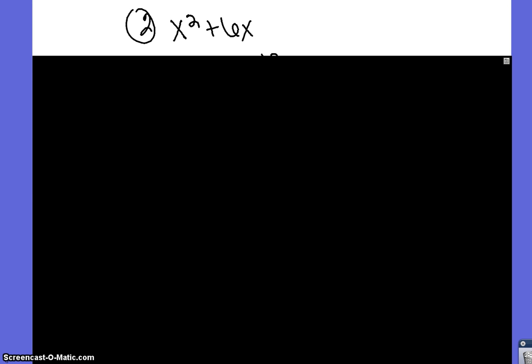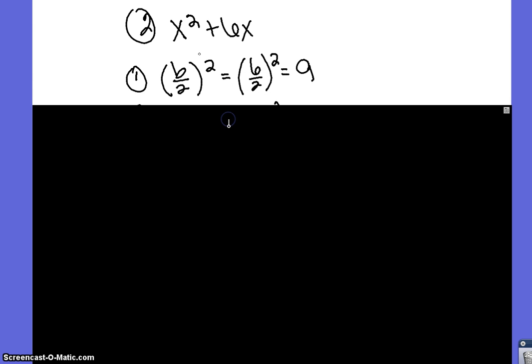Now, what do you notice about this problem? You should notice that you don't have the c term. Okay, so my c term is just going to be 0. So if I use the equation (b divided by 2) squared, I have 6 divided by 2, which is 3, and when I square it, I'm going to have 9.